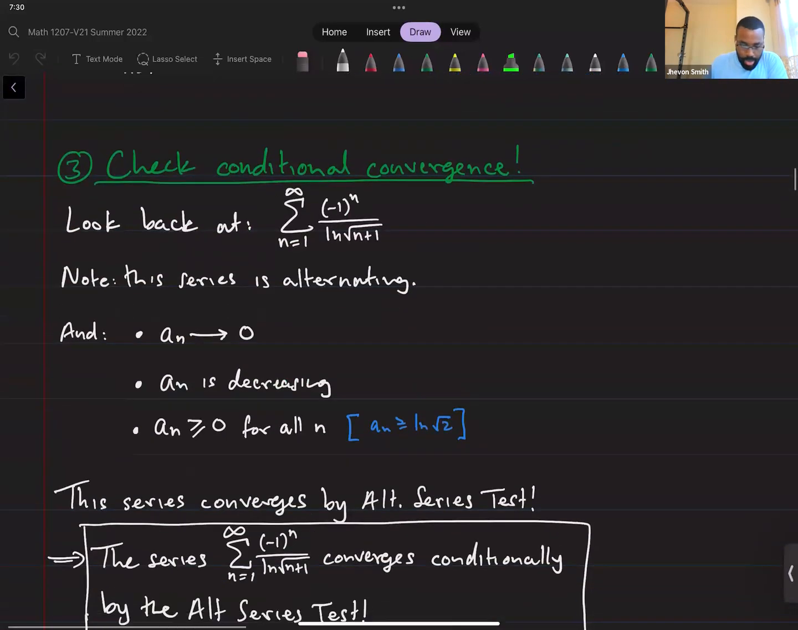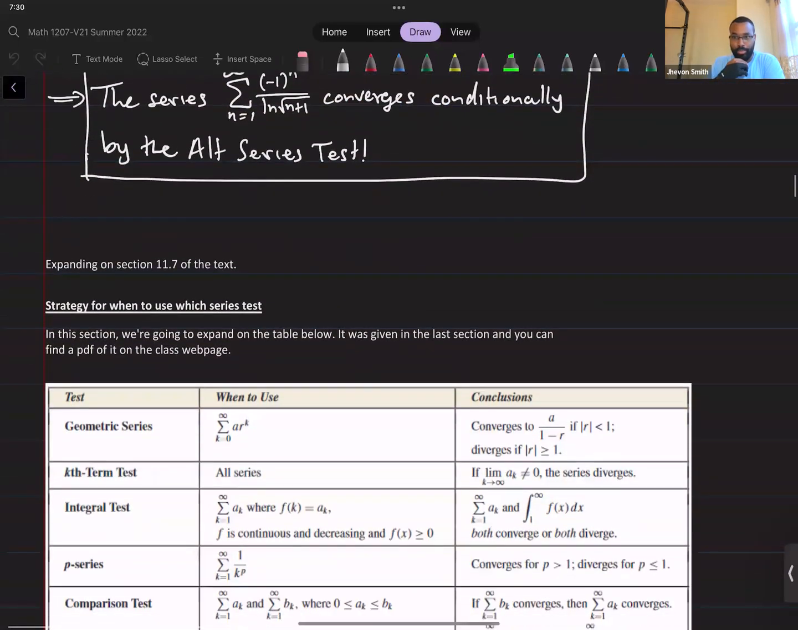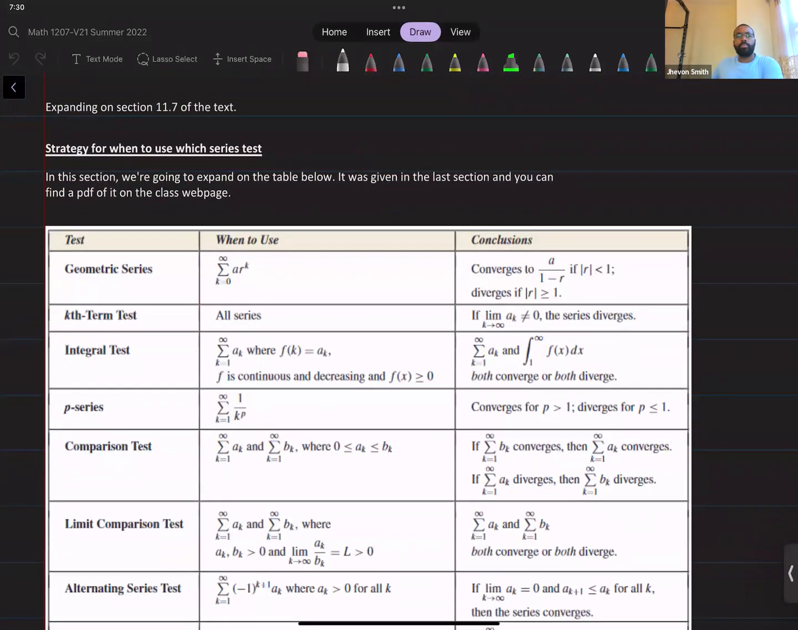But without further ado, that's not why we're here. This is a math class. We should talk about math stuff. So let's continue with that.